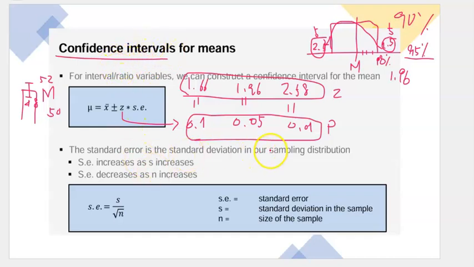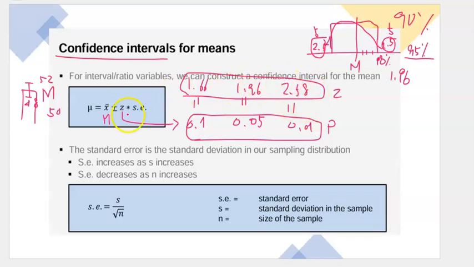And then how you can calculate this: you can see this is the mean value, and then plus or minus a Z score. It depends on how much percent you want to give. That is a 90% confidence interval, and this is a 95% confidence interval, and this is a 99%.